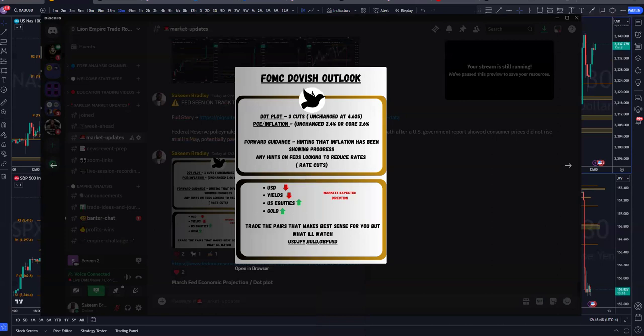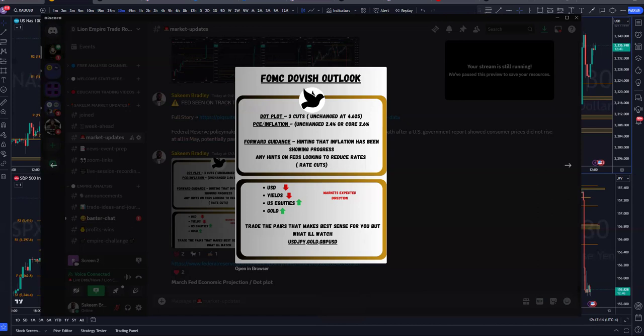Are they leading toward inflation slowing down? If inflation is slowing down, the process is slowing down, and there are any hints that the Fed is looking to reduce rates, any comments leaning toward rate cuts, that is forward guidance expecting rates to go down, which gives us another dovish outlook. This is what I want to see happen in order to take the best tradable opportunity.